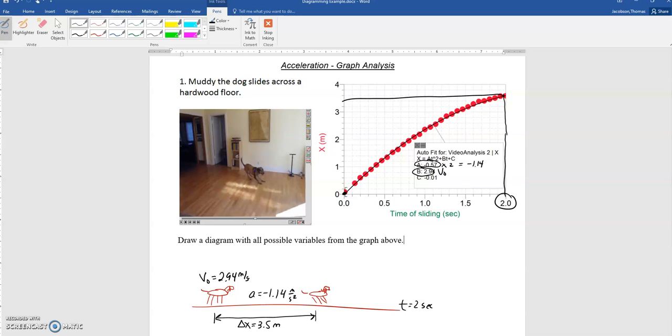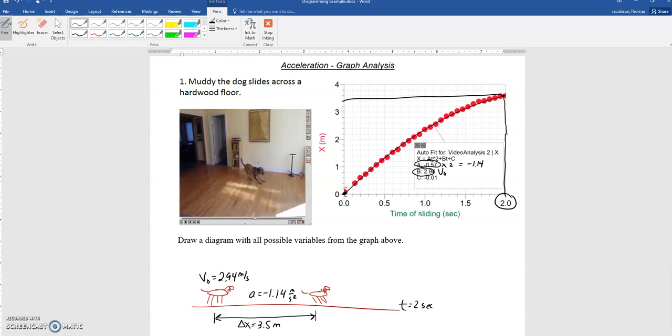And that's all I can get off this graph, although I would like to have the final velocity here. I cannot get that off a position graph. I would need a velocity graph, which I don't have. So unfortunately, I don't have that information, so I don't have to draw that. So those are the 4 things I can get off the graph.